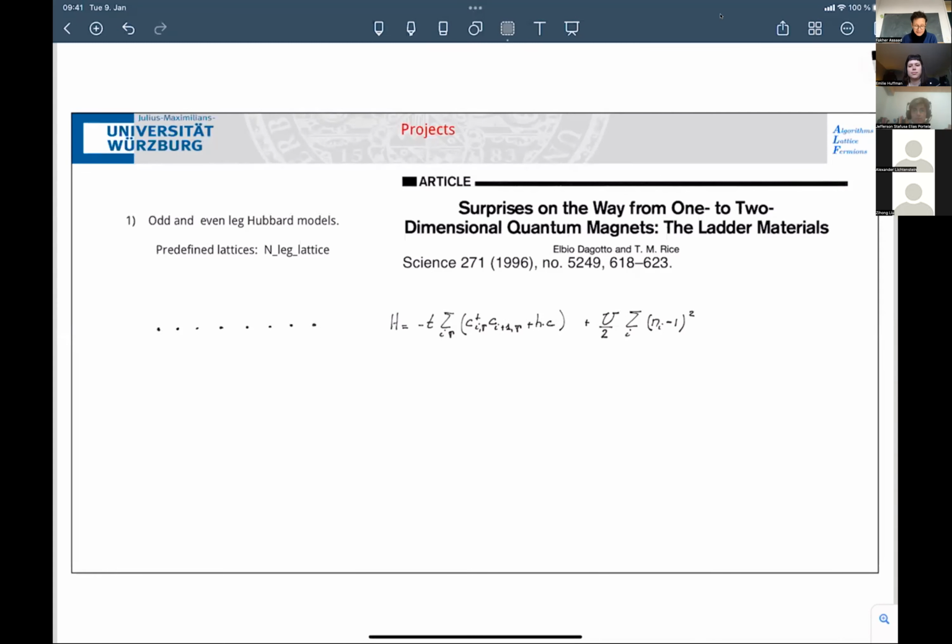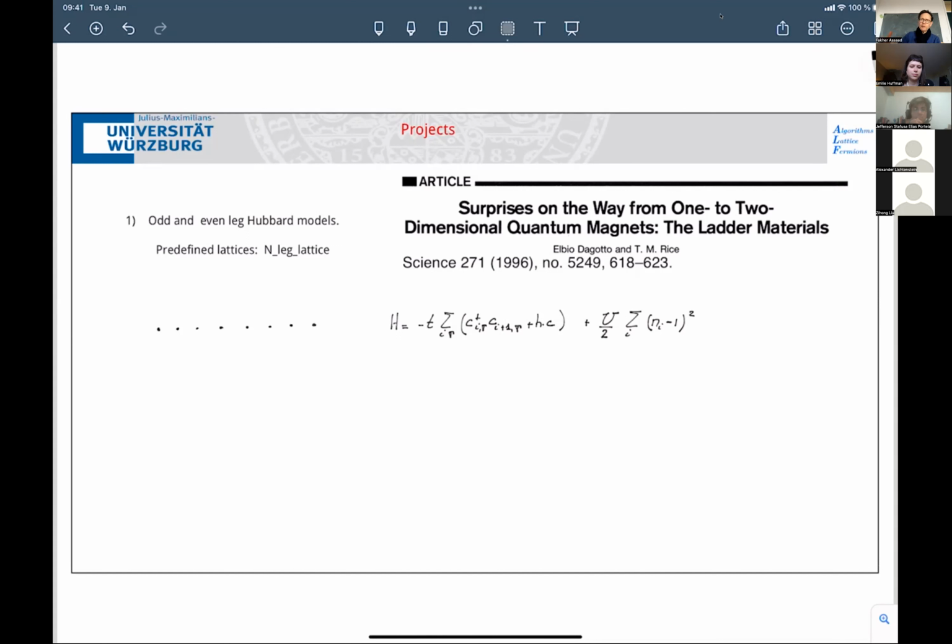So here's my first suggestion, and this is a very old article. Well, actually not so old from my reference point of view. From yours, I guess it's very, very old. This is a very nice article by Elbio Dagotto and Maurice Rice on surprises from 1 to 2D. What they noticed is that if you take a single chain, a Hubbard chain, which is written down here, at half filling, so it's an insulating state, and you measure the spin-spin correlations, then you get something which falls off oscillating like (-1)^i divided by r, with a logarithmic correction.